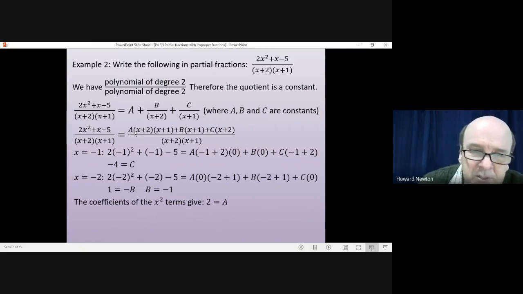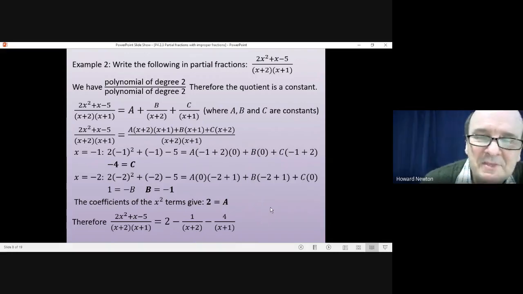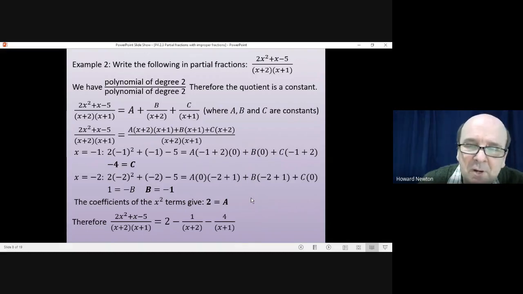The only x squared term is ax squared, so the coefficient will be a on the right-hand side, which means a is 2. So we've now found a, b, and c. A is 2, b is minus 1, c is minus 4. We can write down the answer. So the fraction in partial fractions will be 2 minus 1 over x plus 2 minus 4 over x plus 1. And this question you couldn't really do very easily just by using algebraic division.